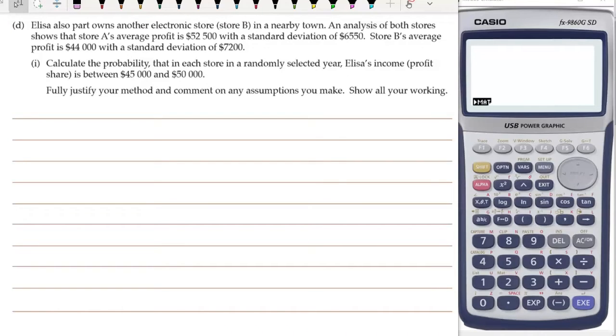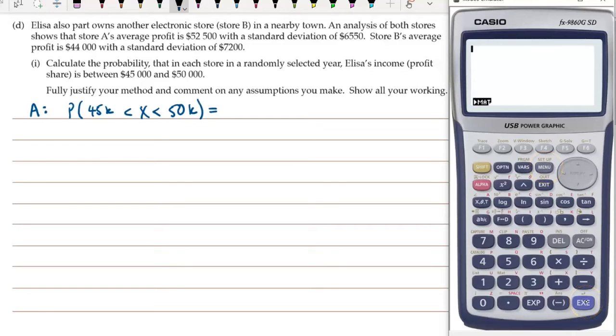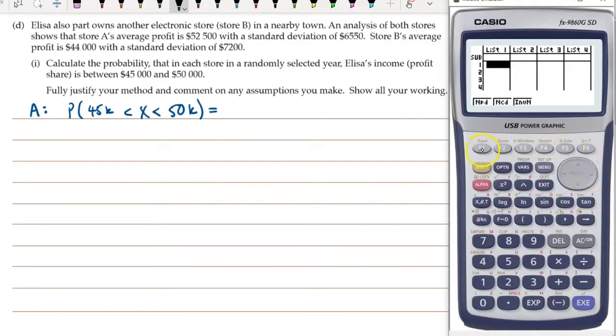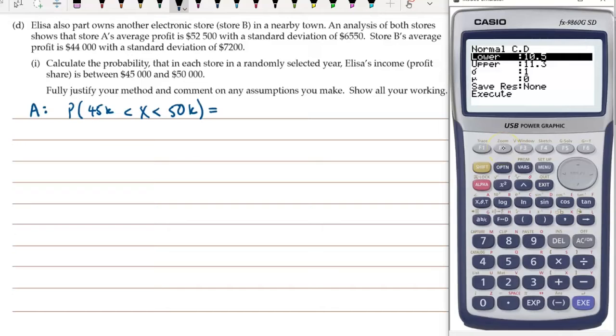Now for part D, we've got two things that we want to see the chances of them happening at the same time. So the first one, store A, the probability that the profit is between 45,000 and 50,000. We're going to pop that into our normal distribution calculator. So stats menu, distributions, normal, cumulative. Right, our lower limit is 45,000.